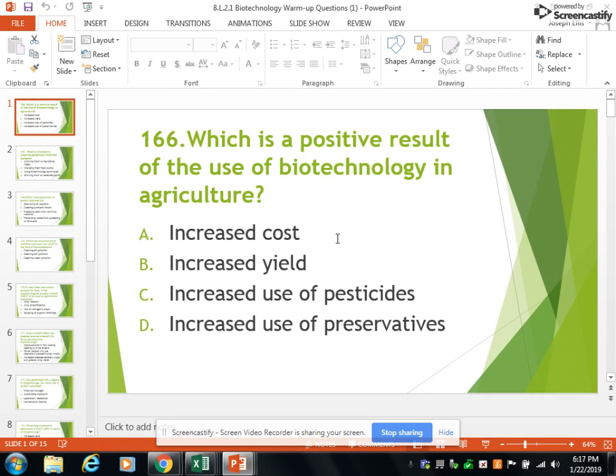Okay, we're at 166. It says which is a positive result of the use of biotechnology in agriculture? And your answer should be an increased yield. A yield is how many crops a farmer brings in. Okay, so that's the whole thing about biotech in agriculture. You want to get more bang for your buck. You want to get more than you would get normally. Okay, so that's a positive result. And make sure y'all writing these questions down and circling the answers.